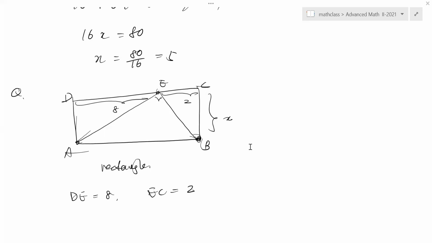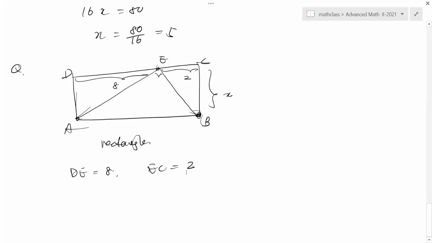So now I want to find BC, which is the width of the rectangle. The idea is to apply the Pythagorean theorem to a right triangle, so you get an equation in x, then you solve for x. Before you apply the Pythagorean theorem, you have to express each side of the triangle.